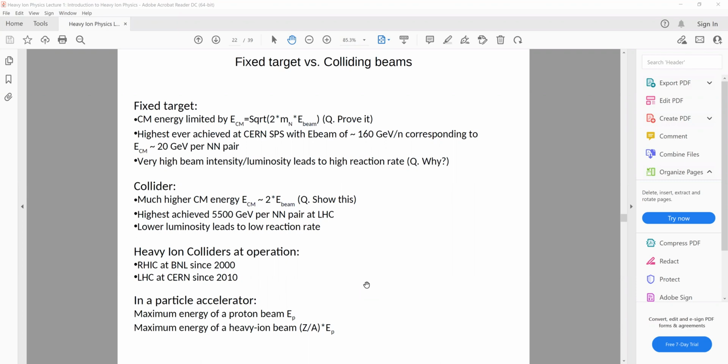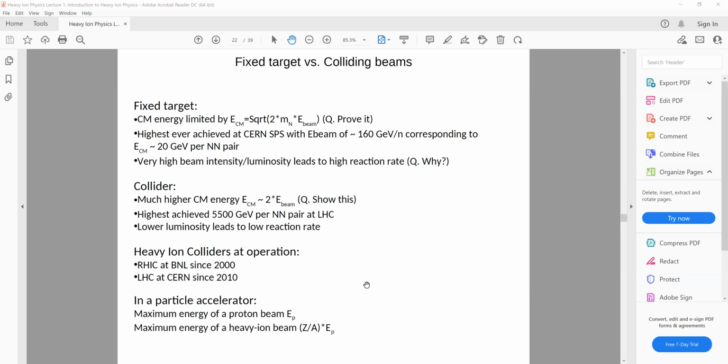The highest energy ever achieved in a fixed target machine is at CERN SPS with a beam of 160 GeV per nucleon. This corresponds to a center of mass energy of the order of 20 GeV per nucleon pair. Actually, if you work it out, it will come to around 17 point something. So roughly we will say this is around 20 GeV per nucleon pair.